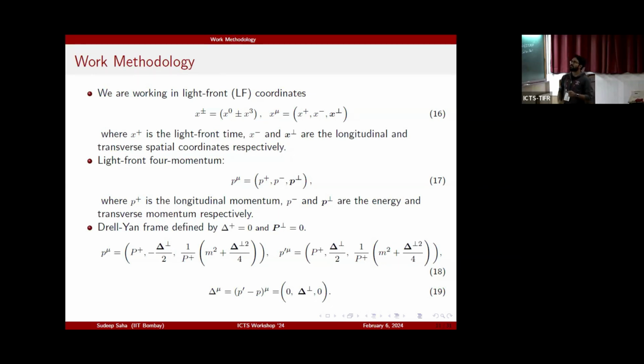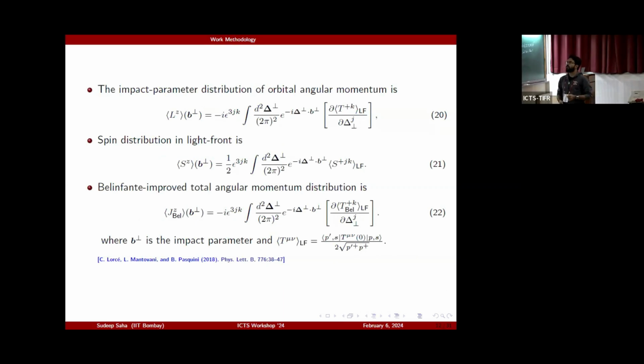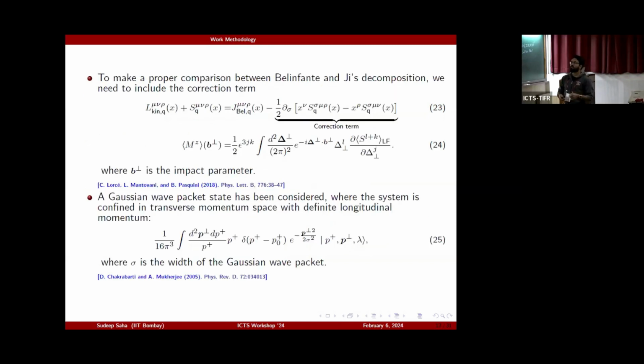And these are the expressions we have used to calculate the longitudinal component of impact parameter distribution of orbital angular momentum, spin, and the Belinfante improved total angular momentum distribution. Okay, so as we have discussed, we need to take into account the contribution coming from these surface terms, and this is the corresponding expression in the distribution form.